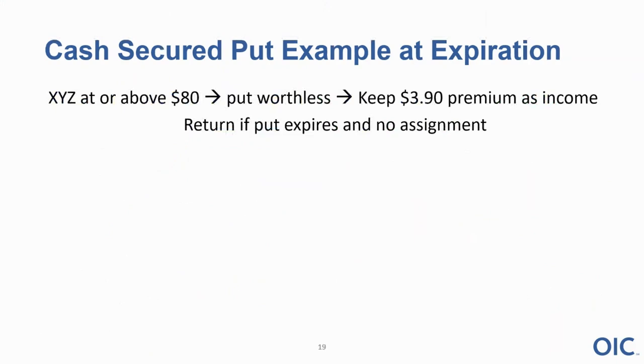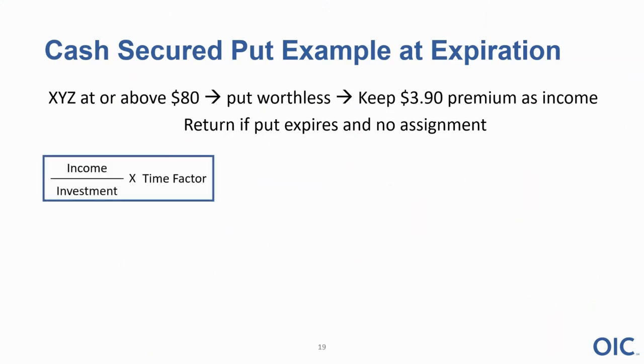To take a further look at this example, speaking of shares above the $80 level, let's see what happens when that does occur. So shares finish above $80, our put expires worthless. We keep that entire $3.90 as income. And our return, if the position expires worthless and there's no assignment, here's a formula that you might want to mention.